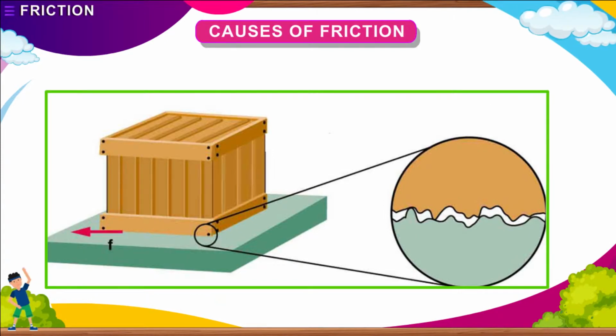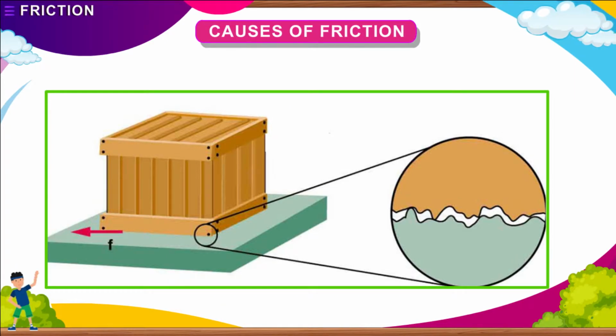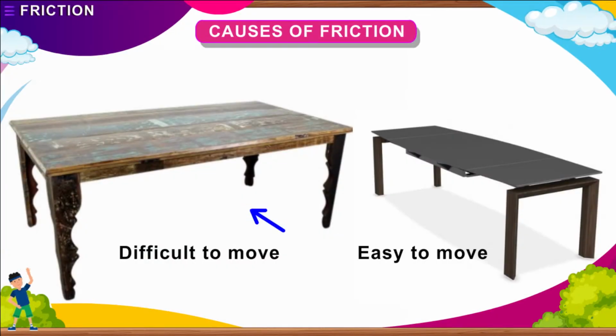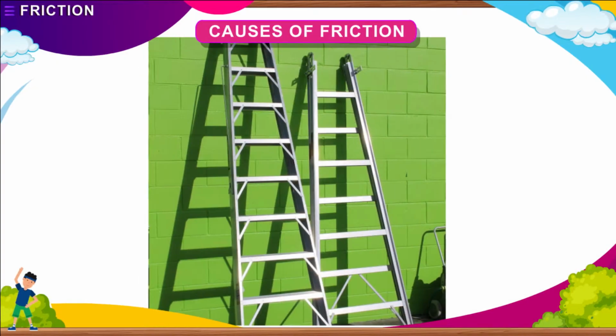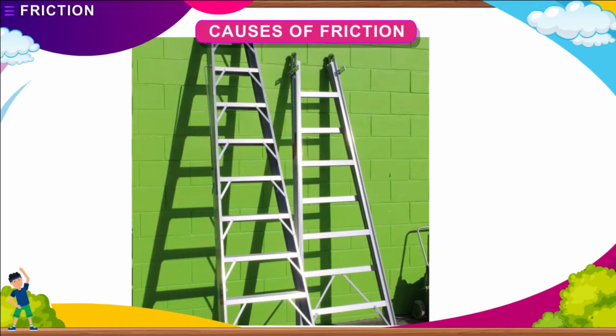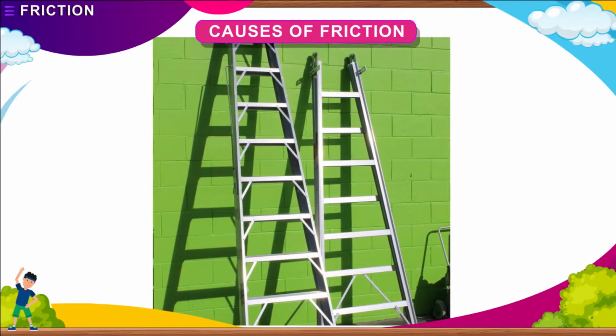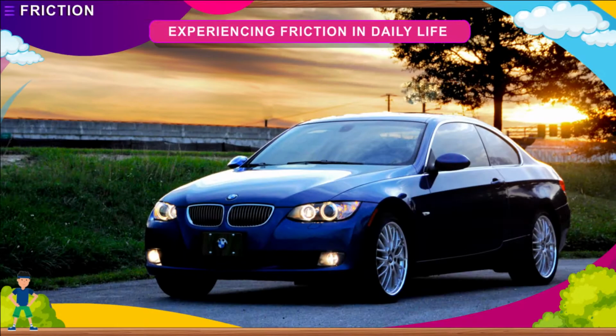A third factor that affects friction is the force exerted by the object. The greater the force, the greater is the friction. This is the reason that it is difficult to move a heavy table than a light table. Friction is necessary to keep a ladder against a wall. The ladder will not find a grip against the wall in the absence of friction.